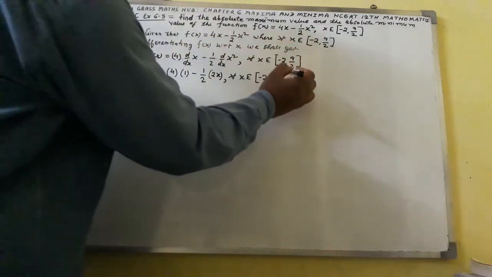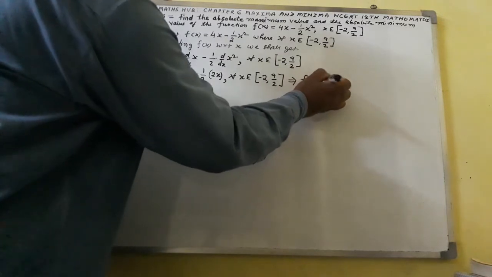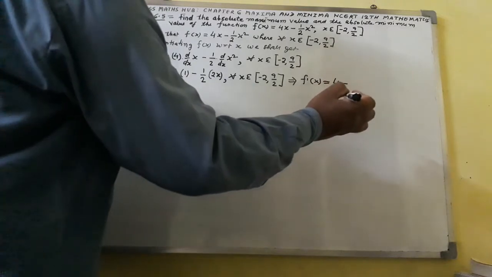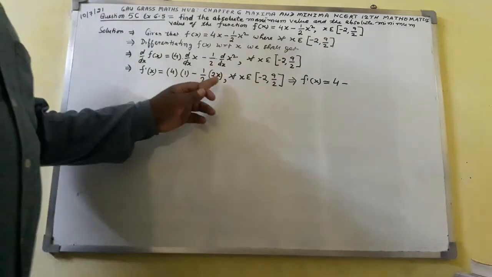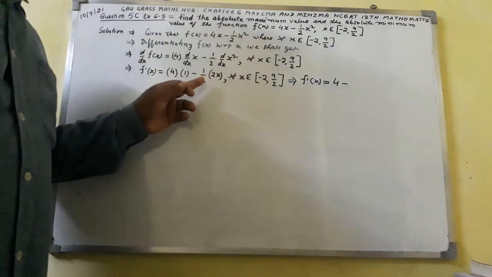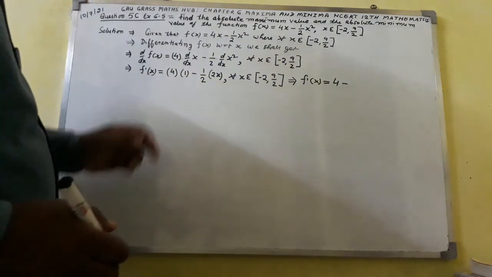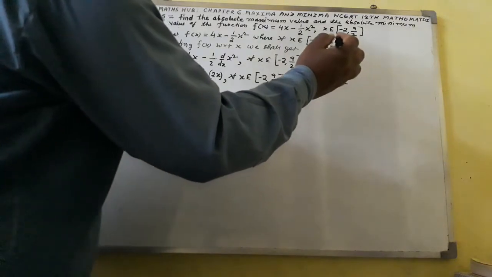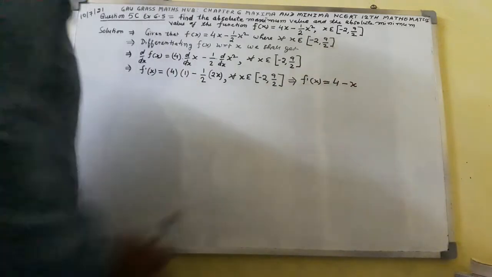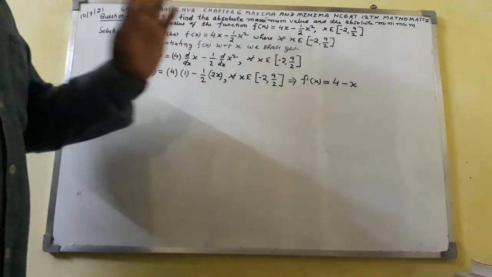Again I shall write, implied that f dash of x equal to 4 minus, here 2 is there in the numerator and this 2 is there in the denominator. This 2 will be cancelled out. We will get here 4 minus x. So here I shall write 4 minus x. f dash of x equal to 4 minus x.